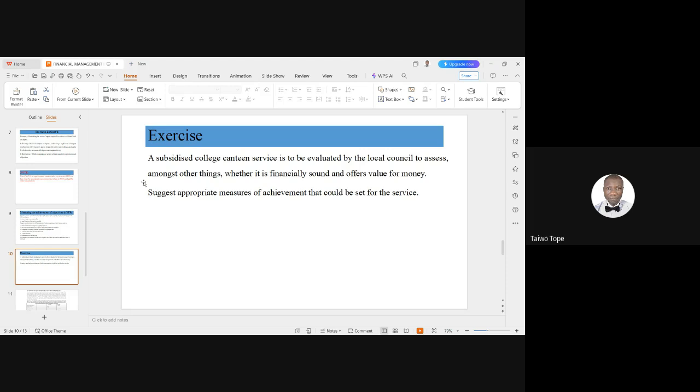So what are those? Can you just read the question on your own, meditate on it, and respond to it? A subsidized college canteen service is to be evaluated by the local council to assess, among other things, whether it is financially sound and offers value for money. Suggest appropriate measures of achievement that could be set for the service. So anybody want to say something regarding this? Yes, let's say something. The exam has started, though.